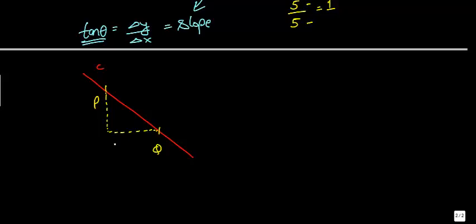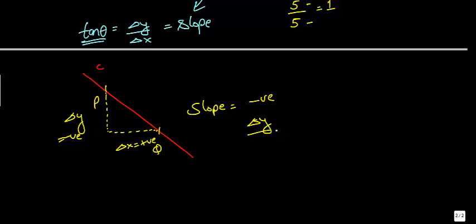So here in this case, your delta y is going to be negative, delta x will be positive, right? So your slope will turn out to be negative. What is slope? Delta y by delta x. Delta y is negative, but delta x is positive, right? So your slope will be negative for this particular line.